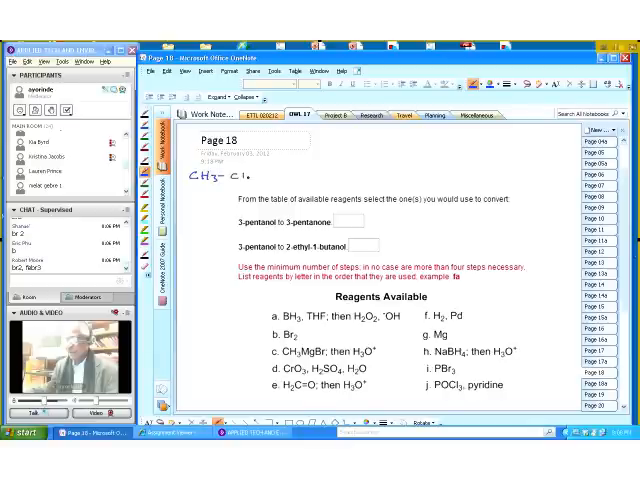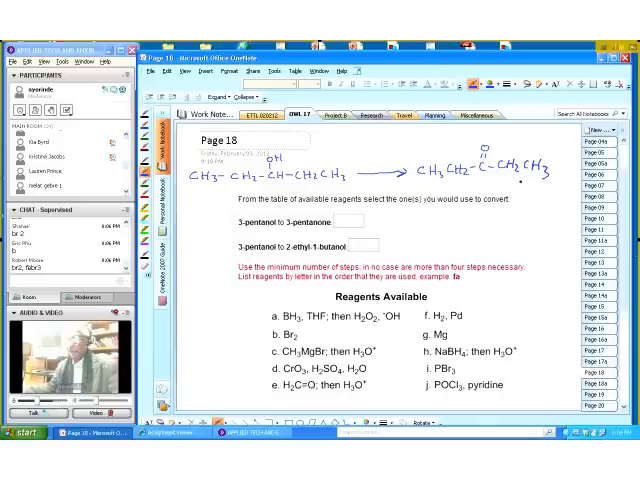They want us to go from 3-pentanol to 3-pentanone, which is this here. Okay, so this should be a very simple one. So what reagent do we need here?